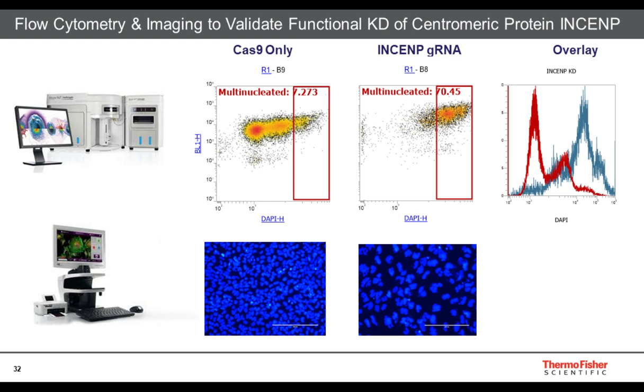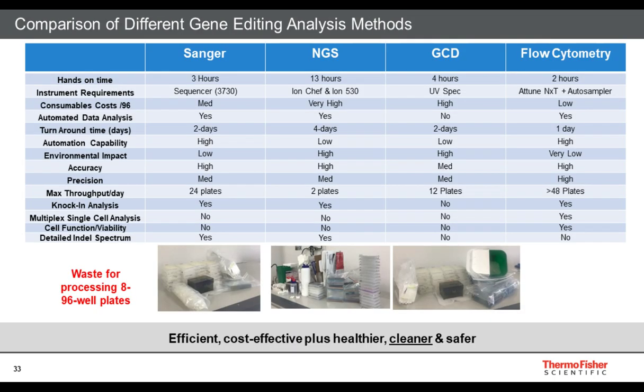Here's just another example of flow cytometry used in conjunction with imaging. Here's an example of using flow cytometry to validate functional knockdown of a centromeric protein in cells. You can see the multinucleated cells that have been treated with guide RNA versus the Cas9 only control, analyzed by flow cytometry. And then you can also see visually these cells under the microscope, and you can validate this experiment with your eyes as well.